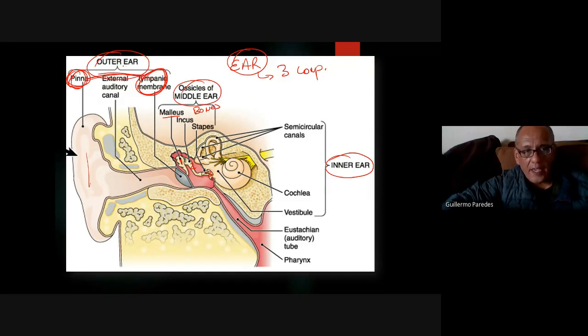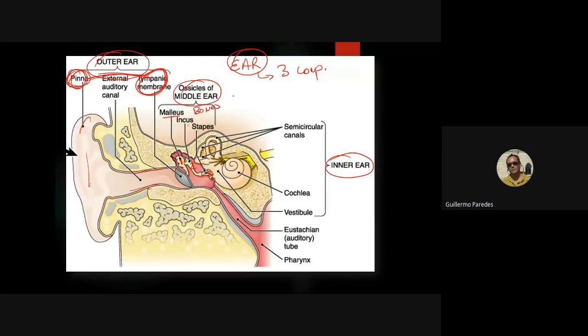Now, just to rephrase, the outer ear is composed of the pinna, 1, the ear canal, 2, and 3, the tympanic membrane. The middle ear is composed of 3 bones, 3 again: malleus, incus, and stapes. Malleus, a question for the exam, is the hammer.